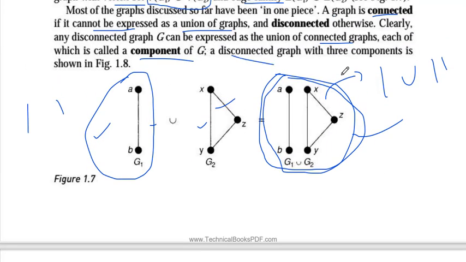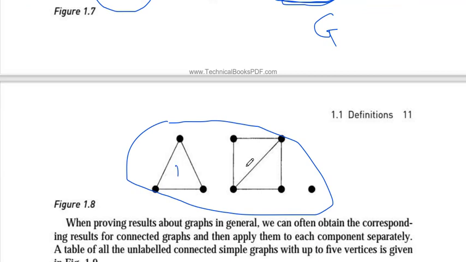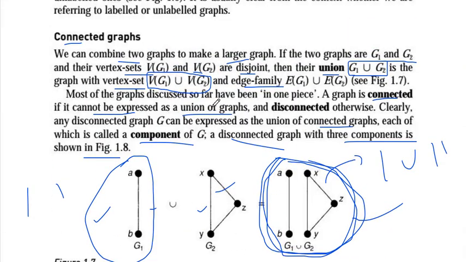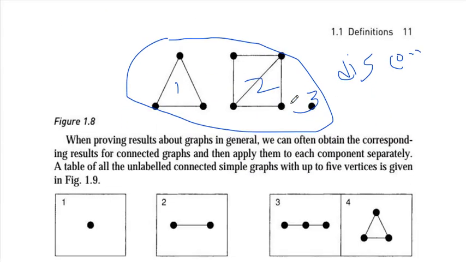A disconnected graph with three components is shown in the figure. So these are all called components. Each of these is called a component of G, a component of the total G. So there are 1, 2 and 3 components. This is one graph and this is called a disconnected graph, and there are 3 components available. So we have now discussed two more definitions, connected graph and disconnected graph.